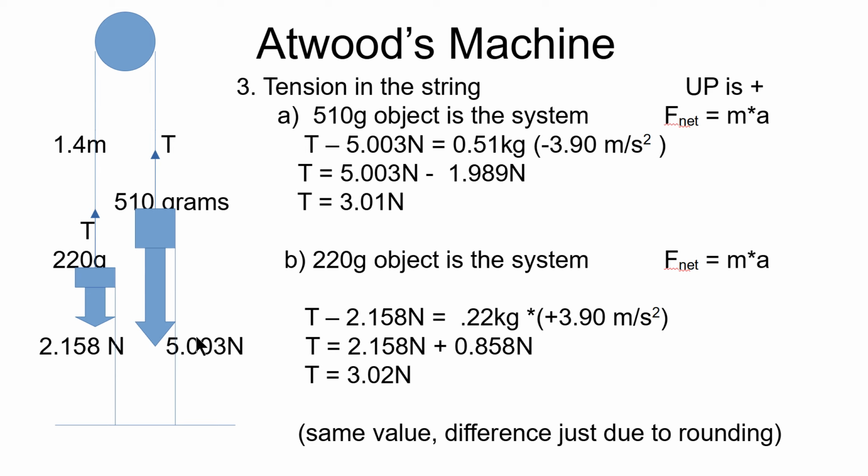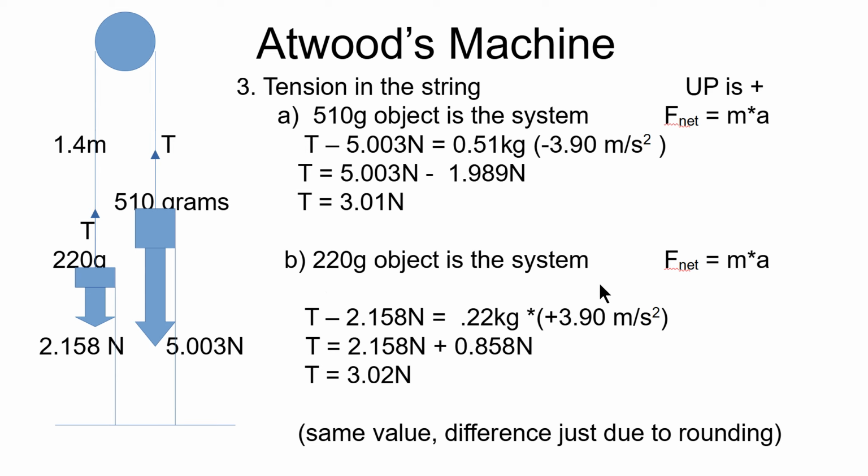The 510 gram object will move downward. The tension is not enough to keep it stable or move it upward. What about the 220 gram object? Now let's just focus in on 220 grams. The tension in the string acts upward on it here. Its weight acts downward, so that gives us our net force calculation.